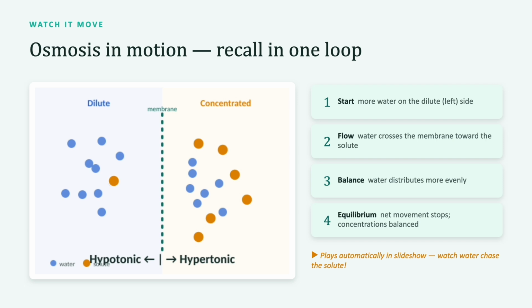Here is osmosis in a single looping animation. Watch the blue water molecules on the dilute side cross the membrane toward the orange solute on the concentrated side until the distribution evens out and net movement stops. Play it a few times and narrate. Start, flow, balance, equilibrium. If you can do that without reading the labels, you have understood osmosis.